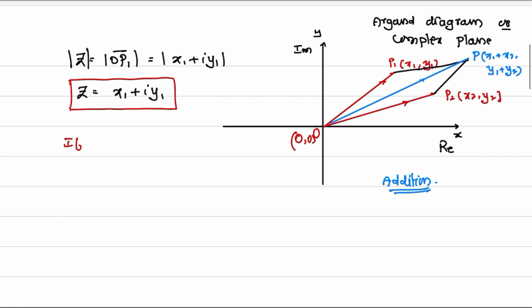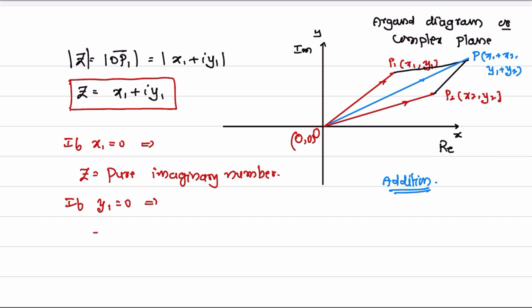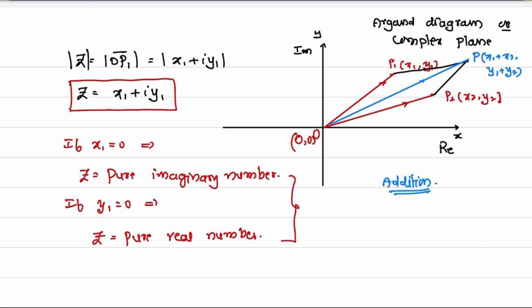If x1 is equal to 0, then z is a pure imaginary number, that will lie on the imaginary line. If y1 is equal to 0, that implies z is a pure real number, whose value lies on the x-axis, that is the real line. These two things you should understand. And z is equal to x1 plus iy1.